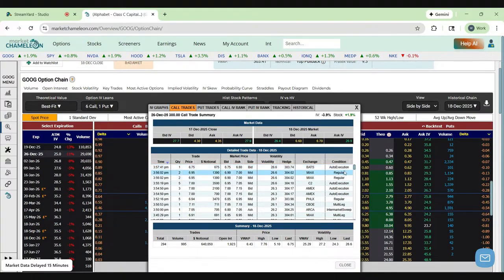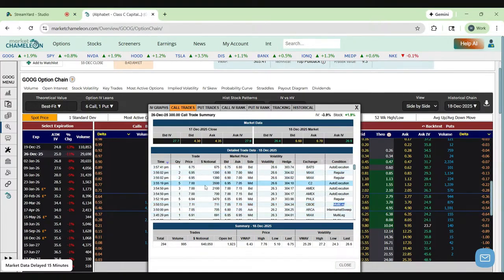It was electronically executed, but you could have a multi-leg trade. This trade involved another leg to the trade. So it could have been a call spread, put spread. So we'd have to analyze that further, which is a different tool. Intermarket sweep.